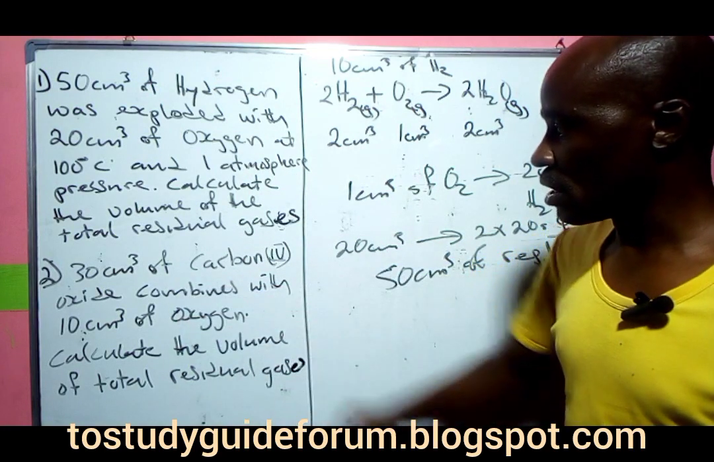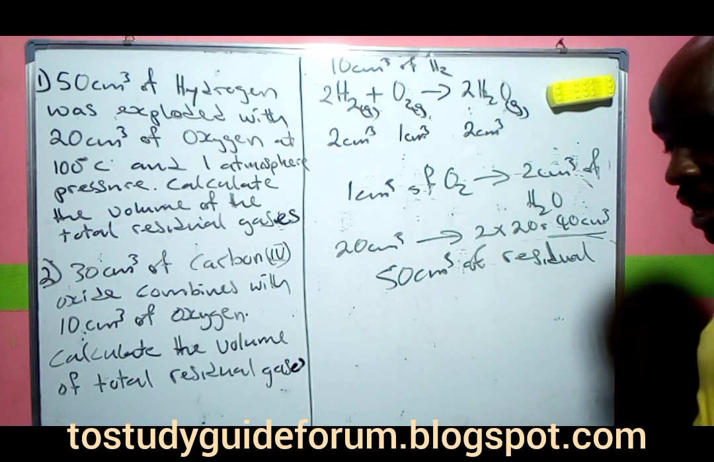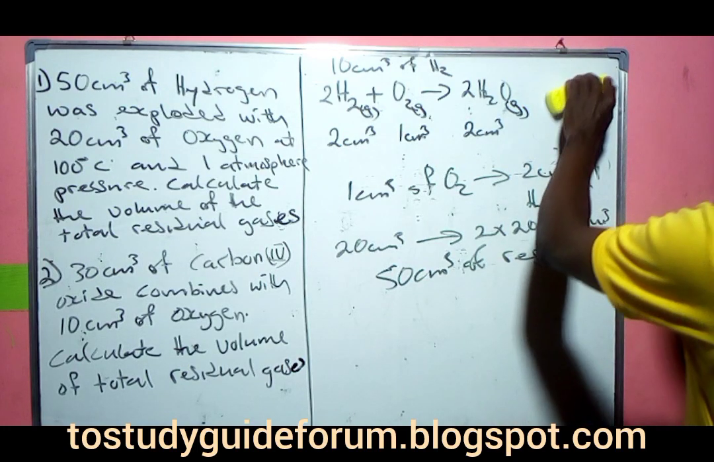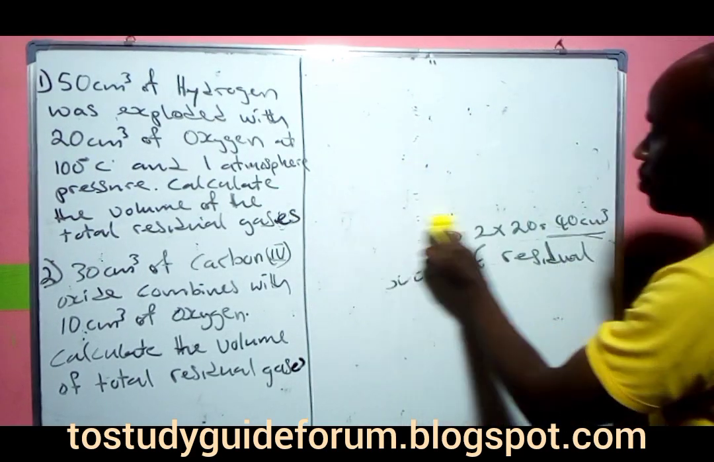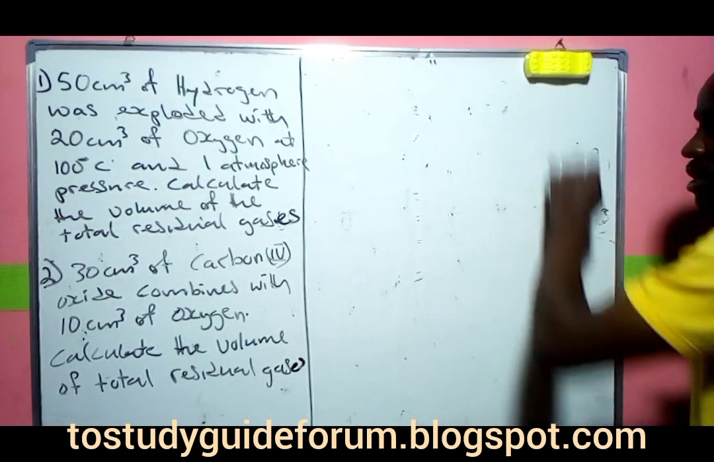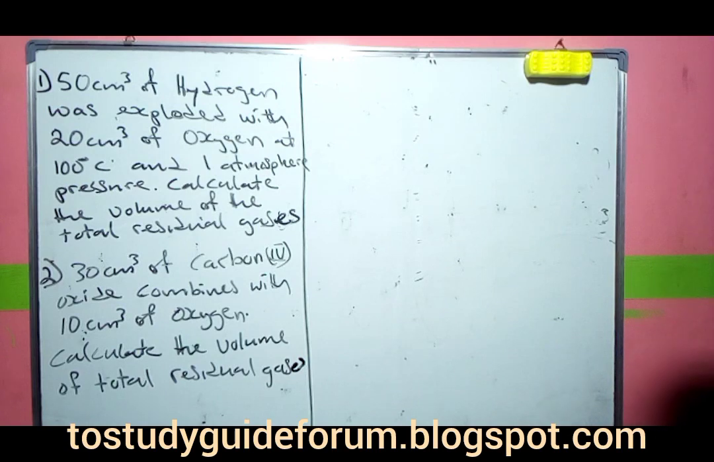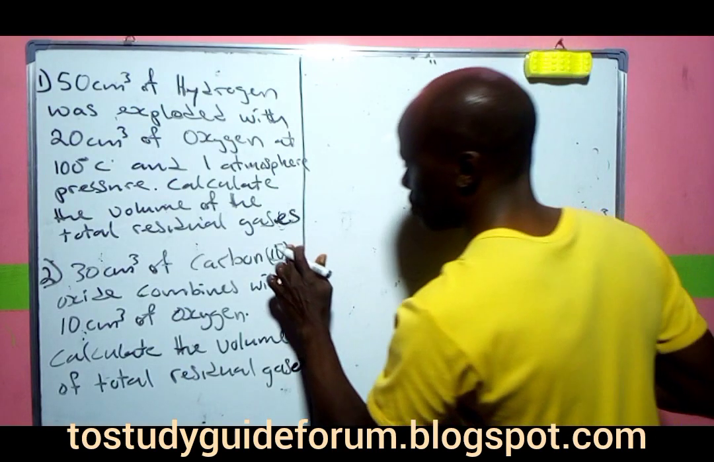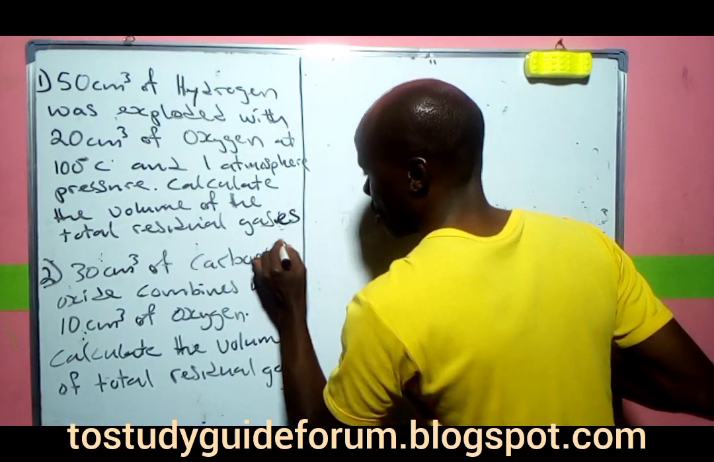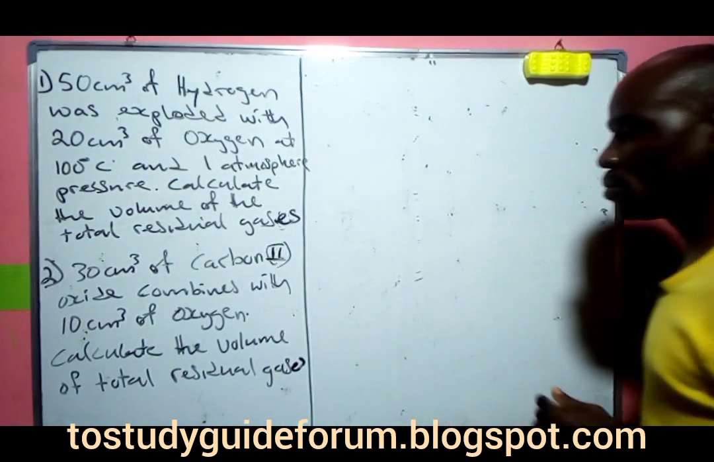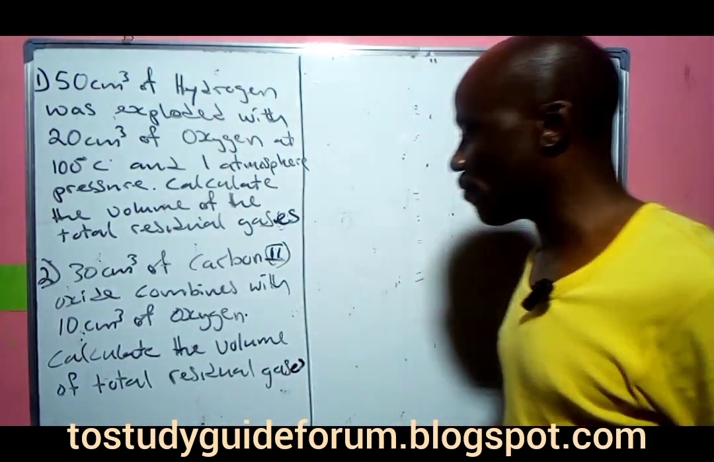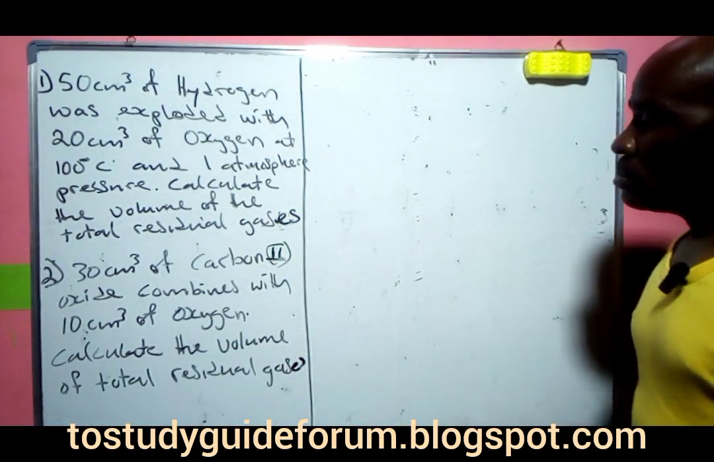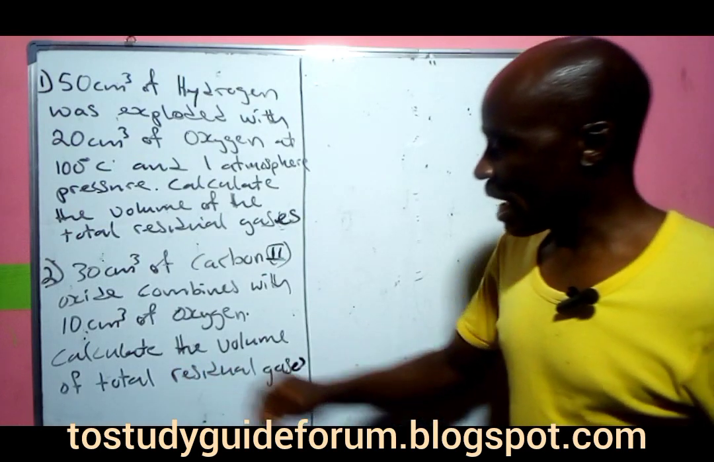So we go over to the second one we have here to digest it more. Say that 30 cm cube of carbon 2 oxide, it should be carbon 2, combined with 10 cm cube of oxygen. Calculate the volume of the total residual gases.